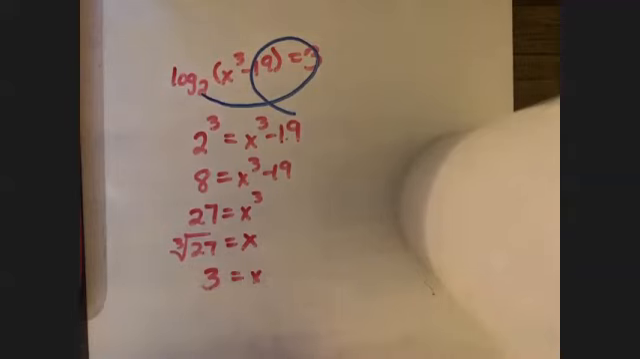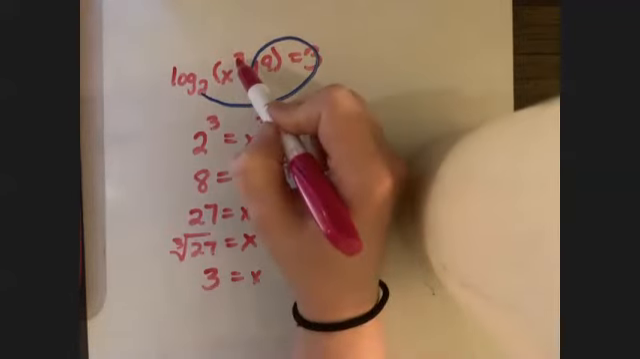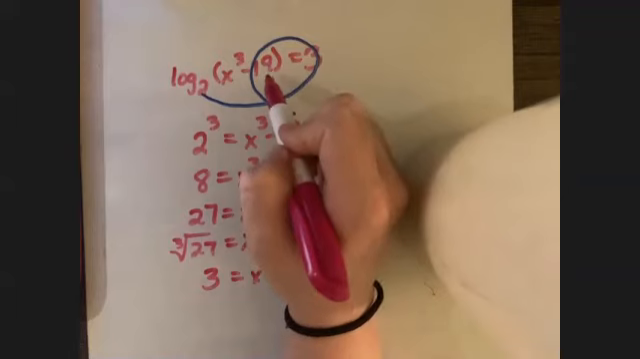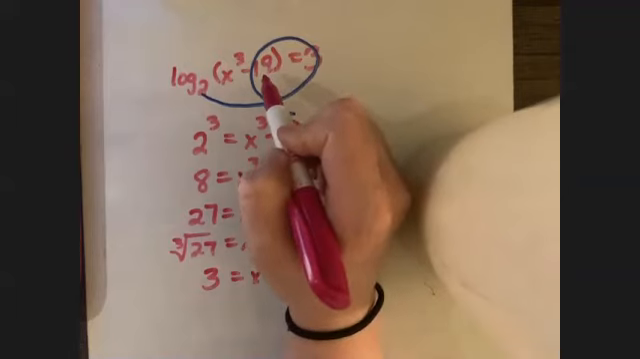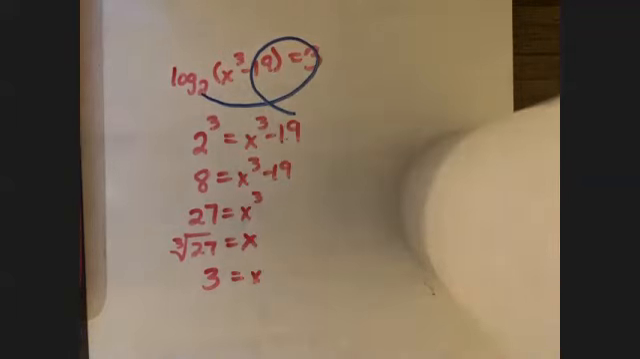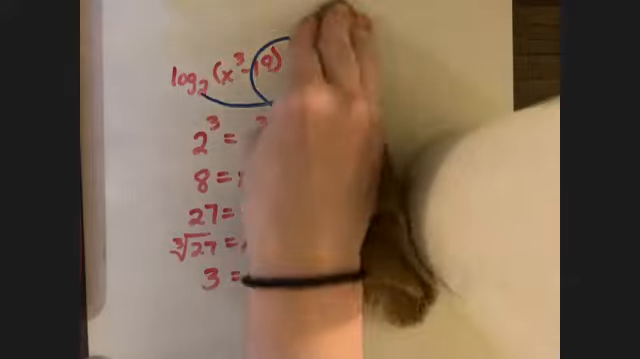Now, one of the things you have to check on logs is you have to make sure that the answer you're getting when it goes in is not going to make a problem. So 3 cubed is 27 minus 19 is 8. We're good. We're not taking the log of 0. We're not taking the log of a negative. Okay. So let's take a look at another one.